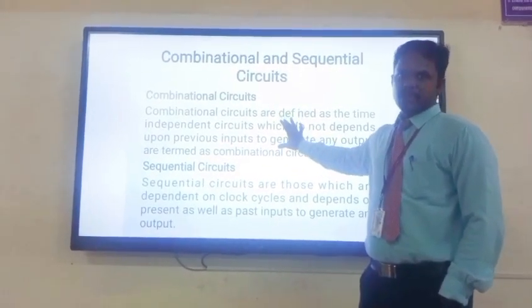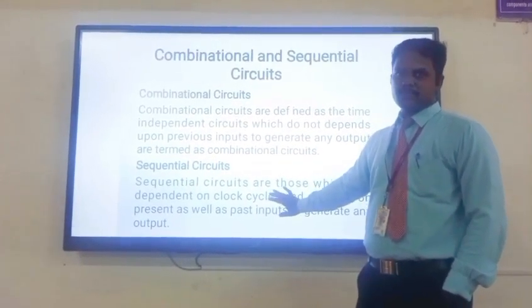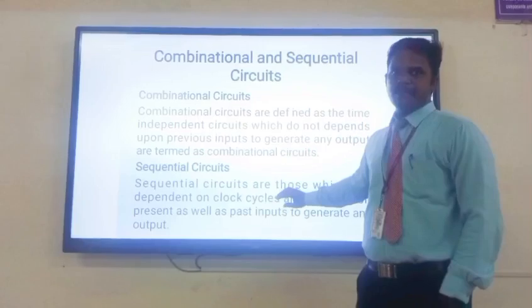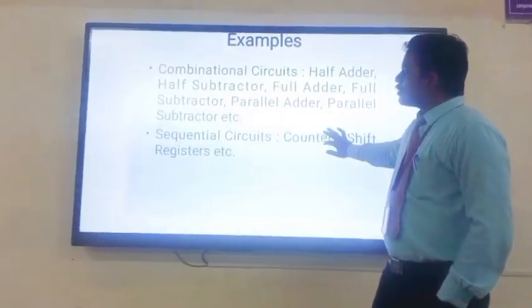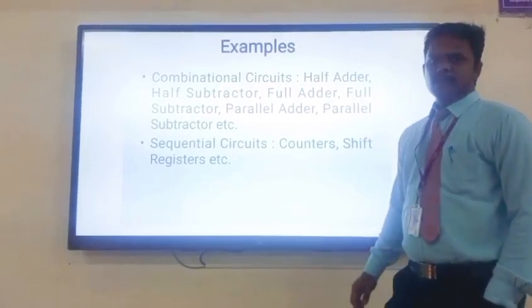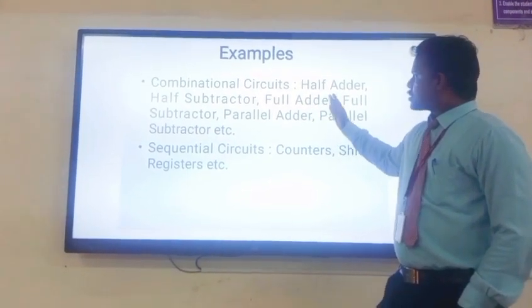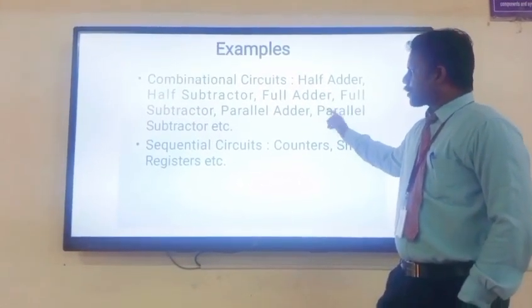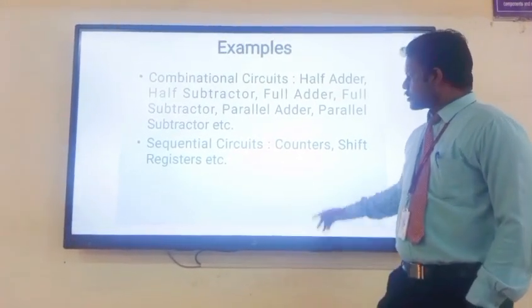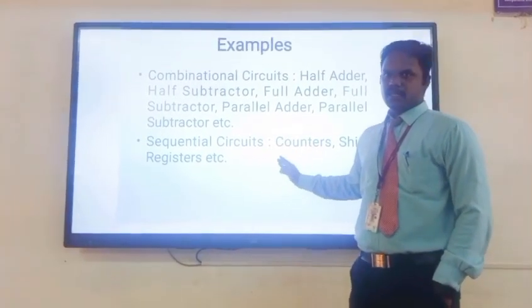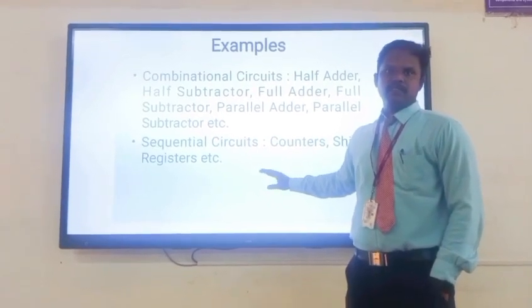If you are designing combinational circuits, only logic gates are used. In case you are going to design sequential circuits, along with logic gates, memory elements can be used for storing the previous values. Some examples of combinational circuits are half adder, half subtractor, full adder, full subtractor, parallel adder, parallel subtractor, etc. Sequential circuits are counters, shift registers, etc. In sequential circuits, we use a memory element which is called a flip-flop.